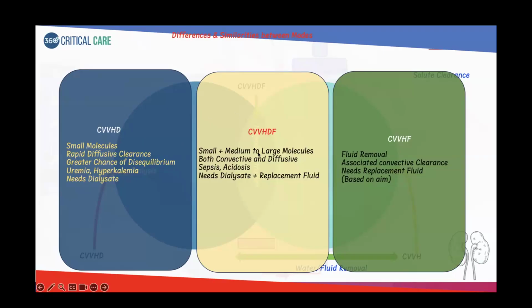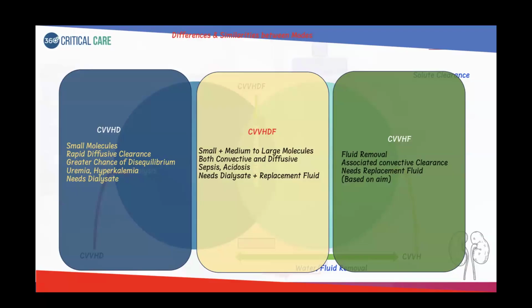CRRT again is a mixed balance between both hemofiltration, convection, and dialysis if you're using a dialysate. And the SCUF, or the only hemofiltration that we do, is predominantly convective, where we are aiming to take out more fluid. So these principles will be used in catering your prescription for CRRT.